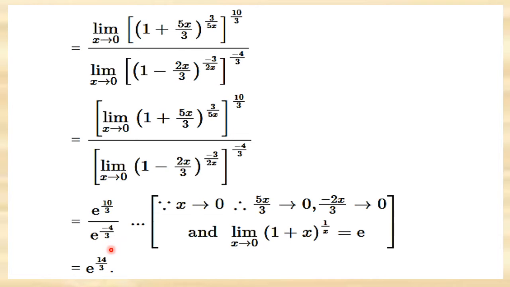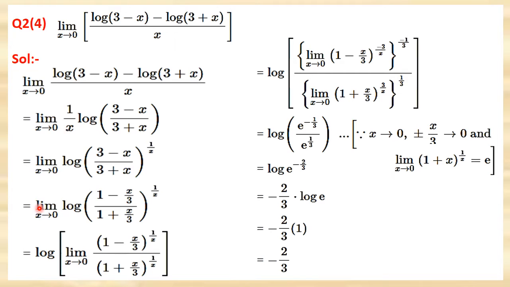So by simplifying, we take this e raised to minus 4 upon 3 to the numerator, then it will be positive. Then we can add the powers or exponents. So e raised to 14 upon 3 is the value of the limit.